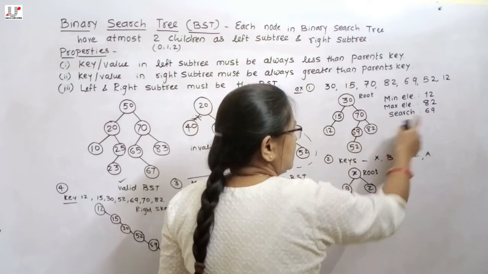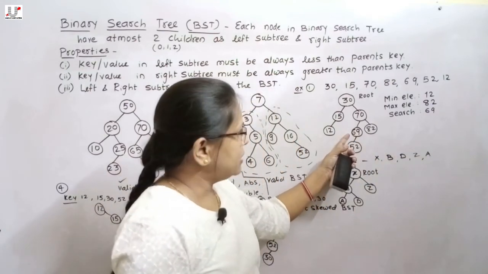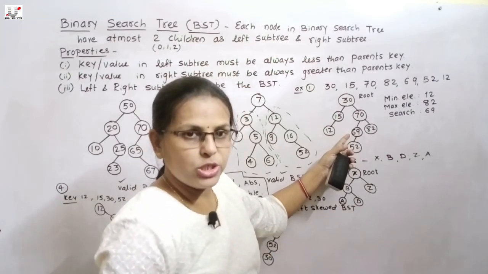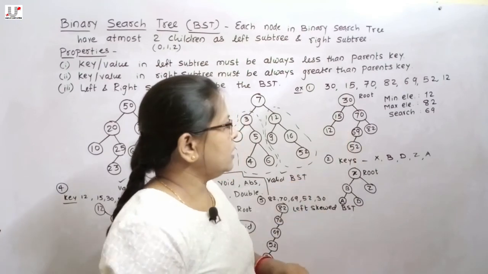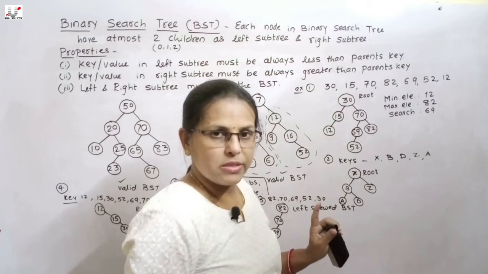Here the element gets exactly matched. That means the element is present in the binary search tree. Then it will display a message that 69 is present in the binary search tree.